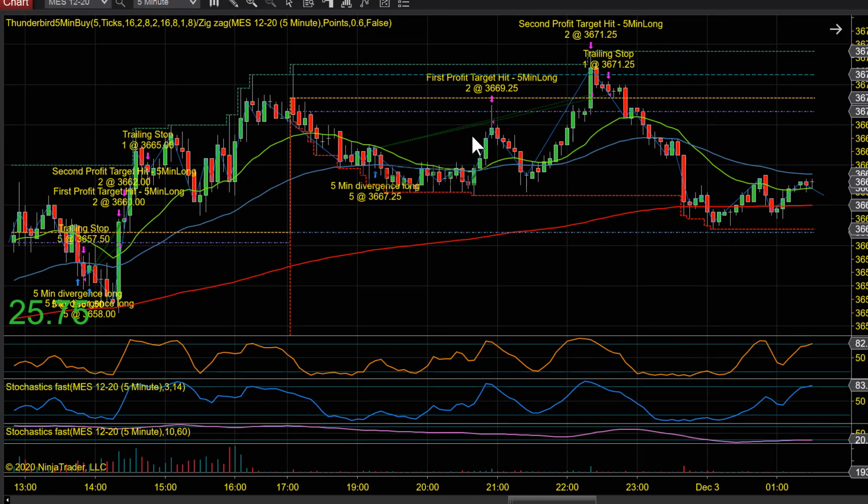Divergence long here. Eventually got up to our first profit. Second profit right here. That's pretty good. That's a nice move because you can see that the trailing stop was a little bit more on this one. A tick, so I guess it fell within that.